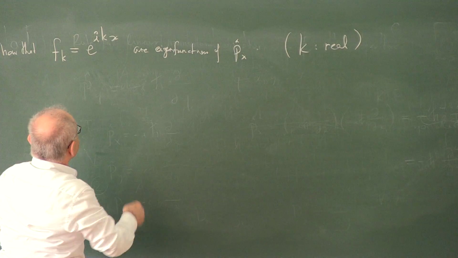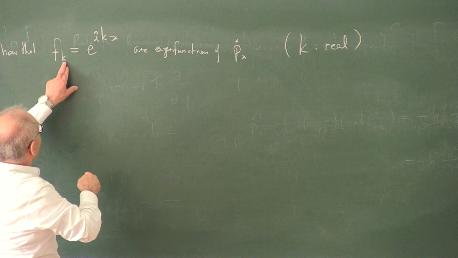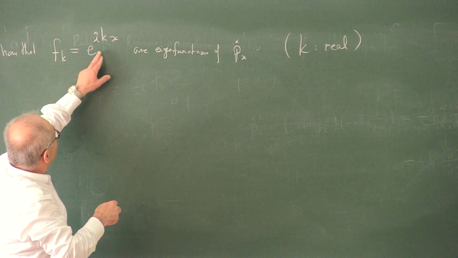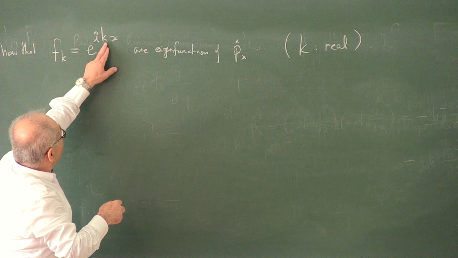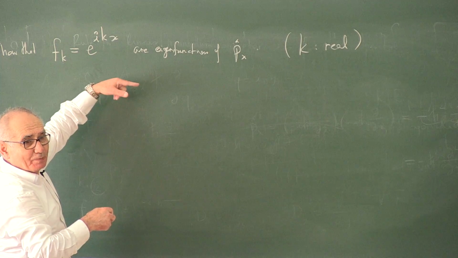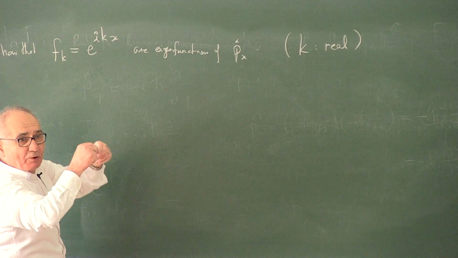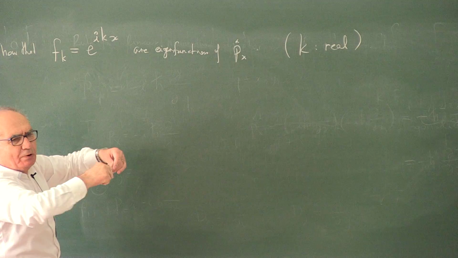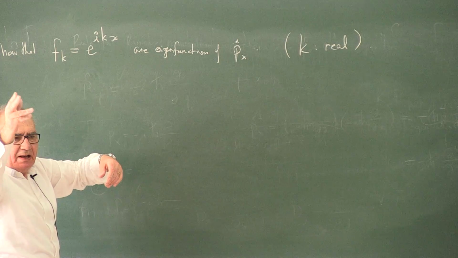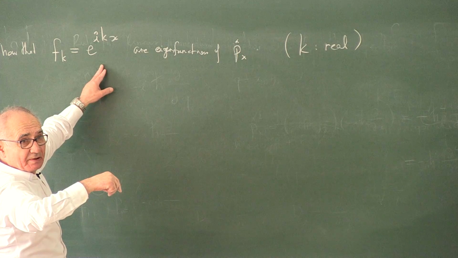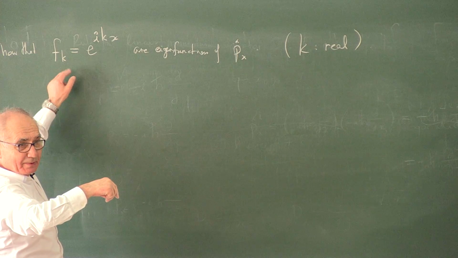Now, I have written k as a subscript because if we use a different value for k in this expression, we are going to obtain a different function. So imagine k is changing from some value to another value. For each different k value, you have a different function here. That's what I mean by f sub k.